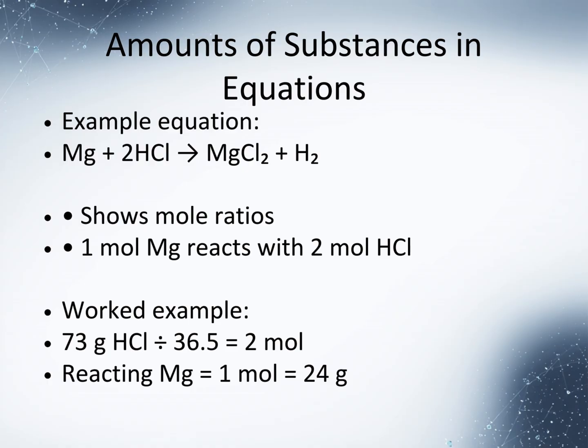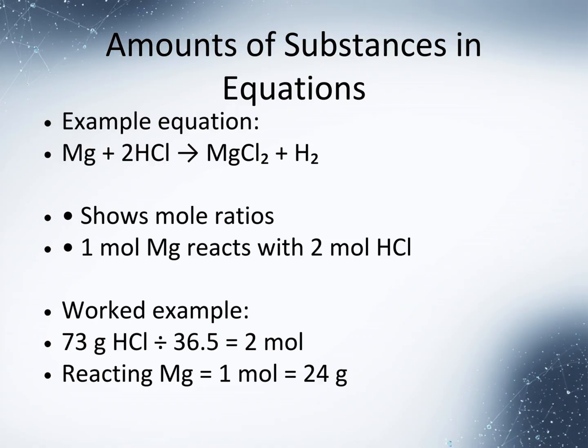Now, when we talk about amount of substances in an equation, this is where it starts to click. When you look at a balanced equation, the number in front will tell you the mole ratio. So for example, Mg plus 2HCl gives us MgCl2 plus H2. The number in front of every single element or compound are the moles. So for example here, there's 1 mole of Mg reacting with 2 moles of HCl. These numbers are not grams, they are moles and mole ratio.